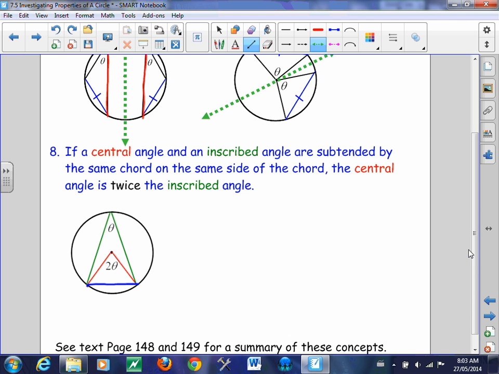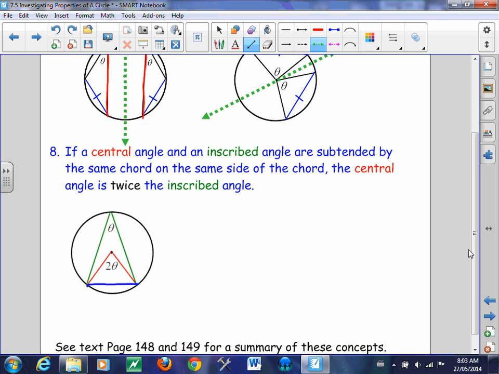Properties of that are going to be that, if you think about similarity, ladies and gentlemen, if I just take the inscribed angle and pull it up to the green, you're going to notice that it's going to be stretched by 2. So that's why the central angle is twice as much as the inscribed angle.